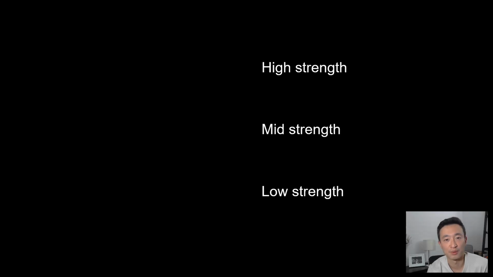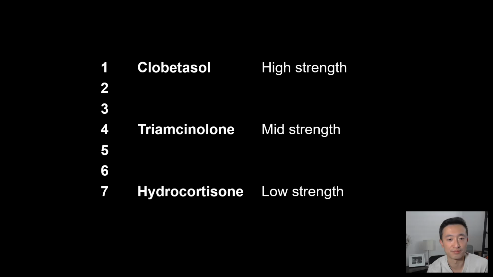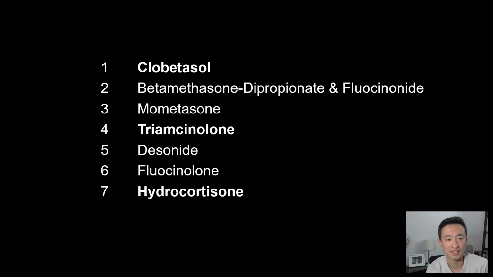But let's be a little more sophisticated. So there's actually 7 strengths of topical steroid, number 1 through 7. And let's fit in those previous 3 medications within the scheme. So again, those are Clobetasol, Triamcinolone, and Hydrocortisone. But what about in between? So class 2, you've got Betamethasone-Dipropionate, and then a second one as well, Fluocinonide. For class 3, you've got Mometasone, and then skipping over Triamcinolone again, and then class 5, you've got Desonide. Class 6, you've got Fluocinonide.